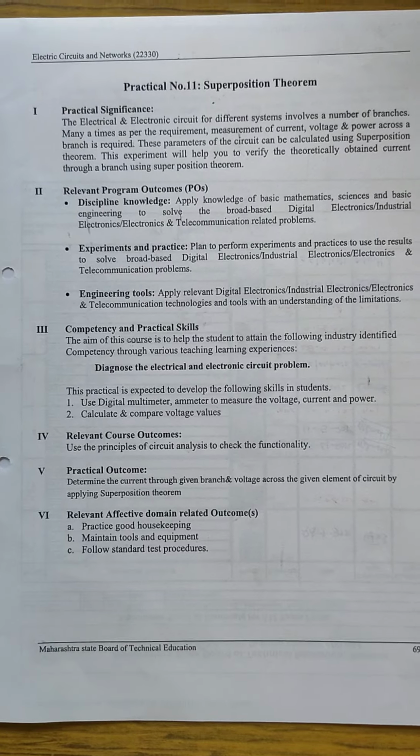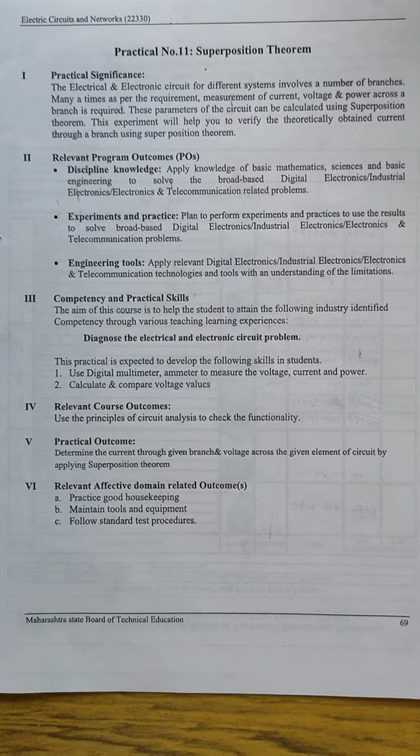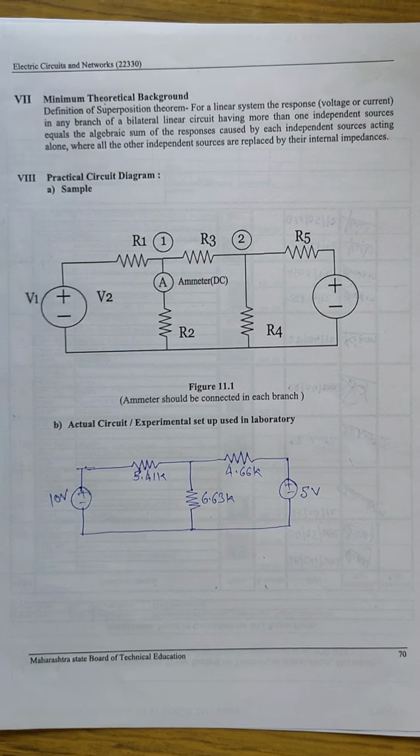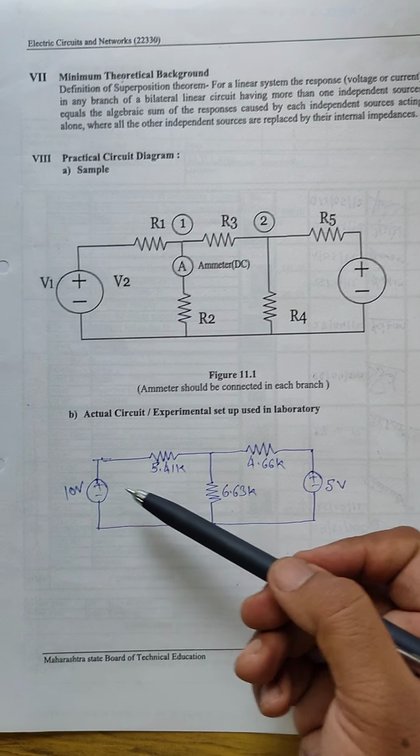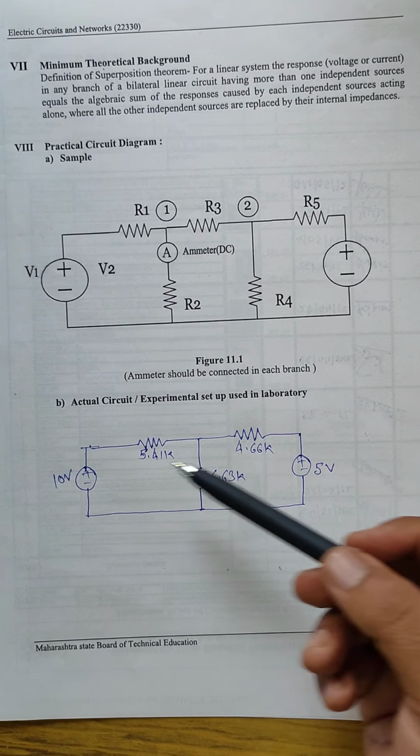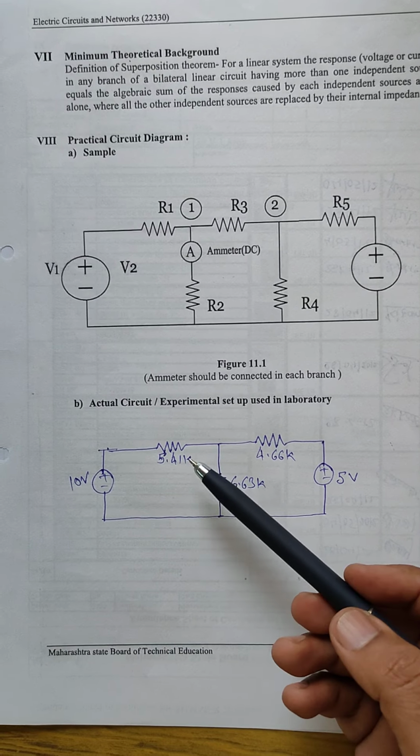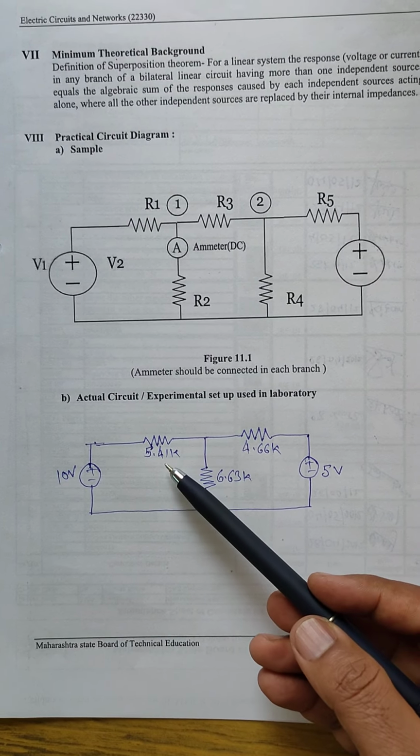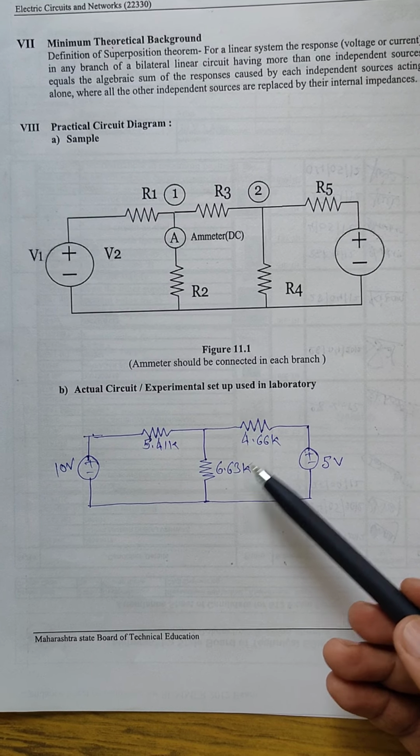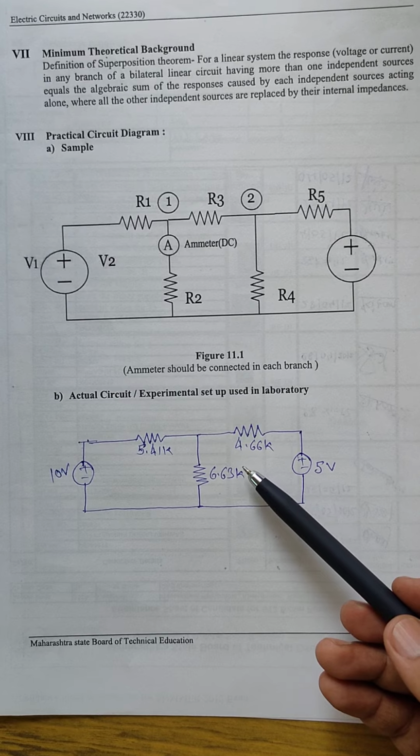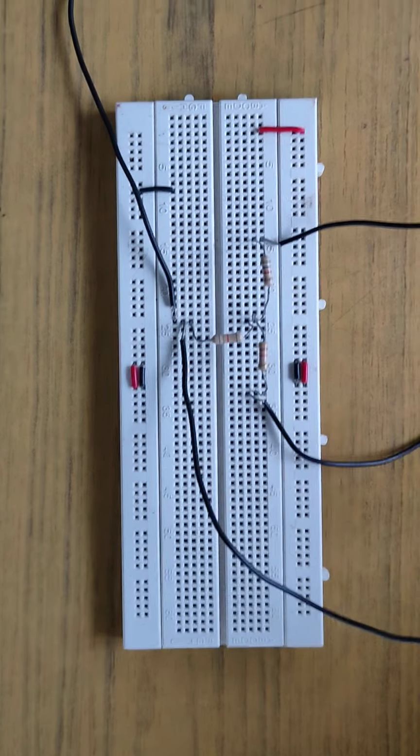Hello friends, in today's practical we are going to perform superposition theorem. So this is the practical circuit where we have to connect two DC power supplies. One is 10 volt and other one is 5 volt. So we have connected three resistor like this. So we have used 5.41 kilo ohm, 6.63 kilo ohm and 4.66 kilo ohm. Okay. So this is our practical circuit.